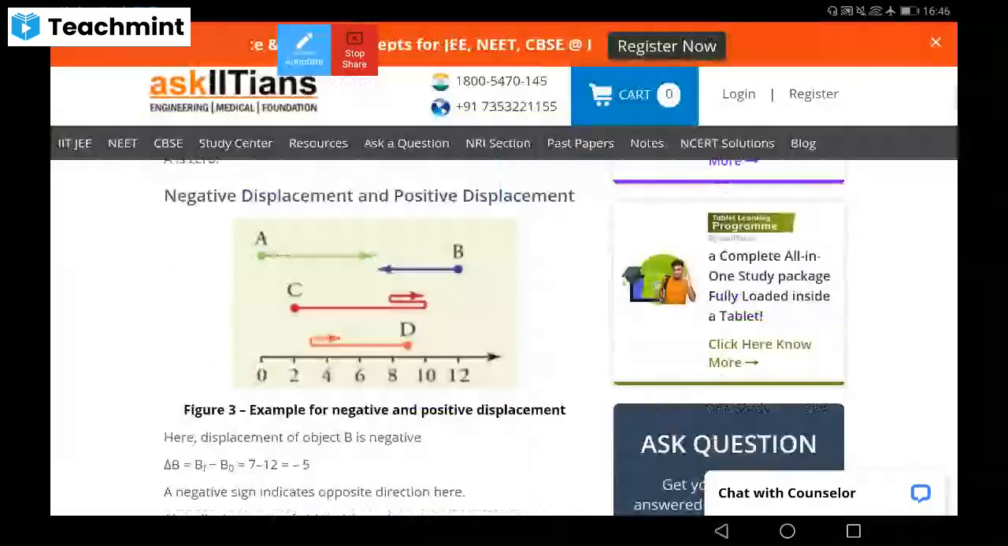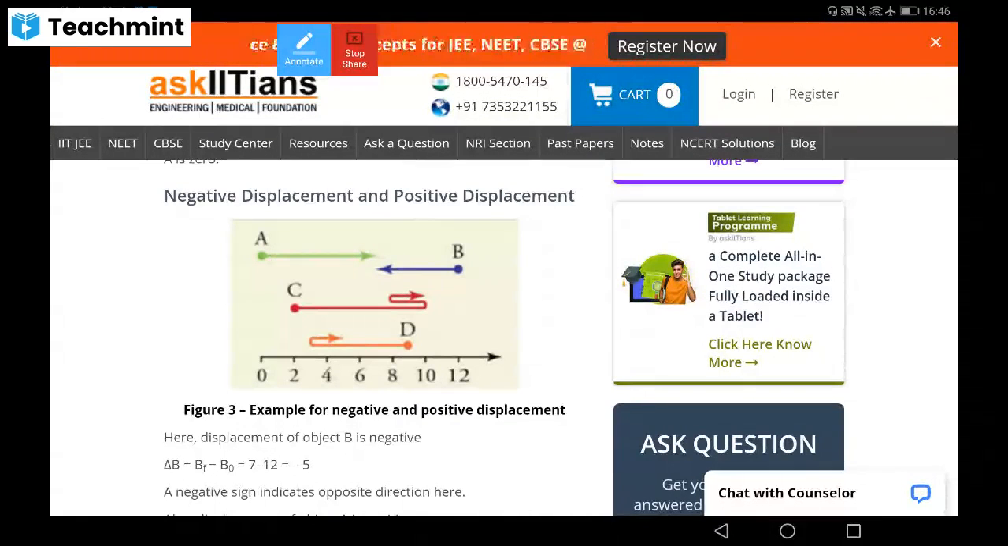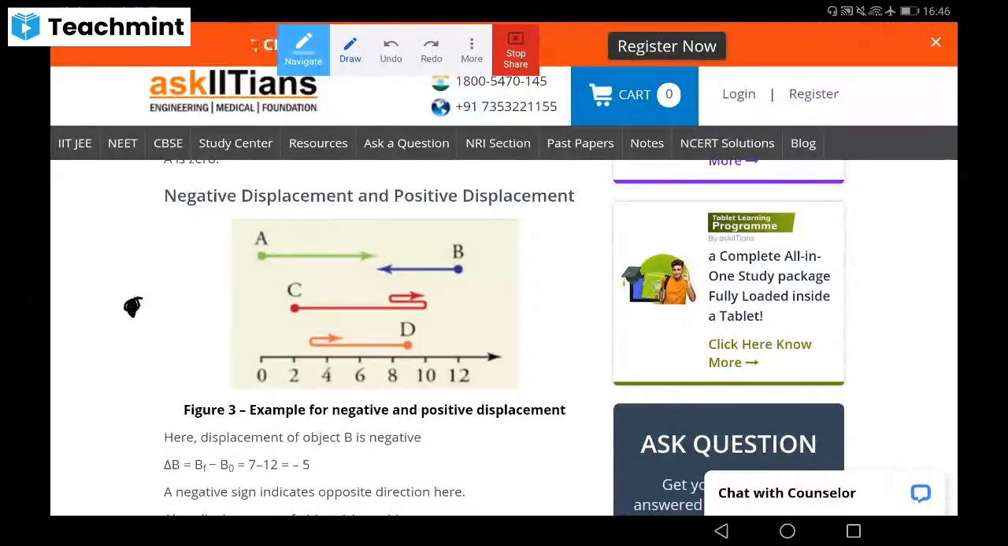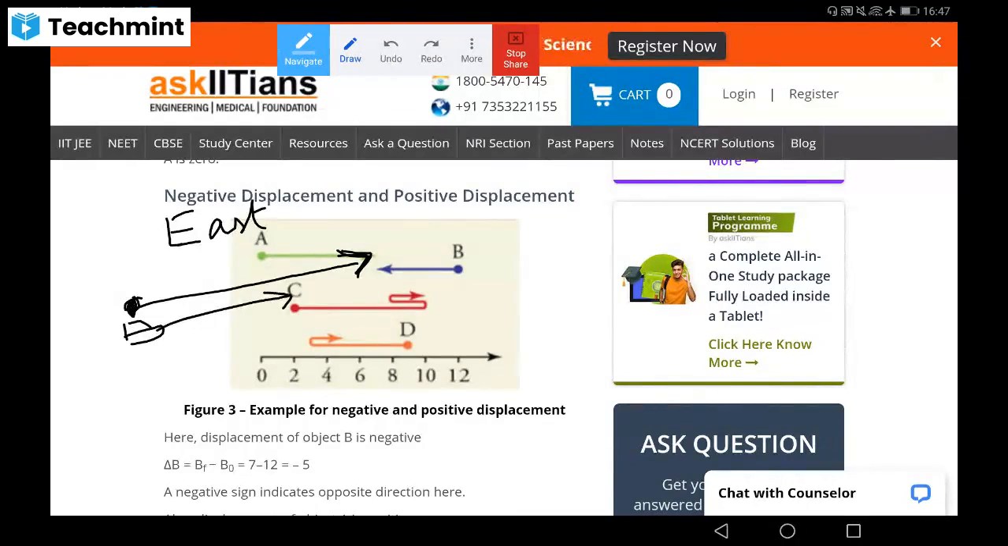Now, what is negative displacement and what is positive displacement? Here they are given an example of negative displacement as well as positive displacement. This depends on your reference point. If you imagine that you're going in this direction, this is your origin point, and this direction is going to be a positive direction, say this is the east direction, you're going to the east. According to you, this is your positive side, you are moving from this point in this direction, for you it is positive.